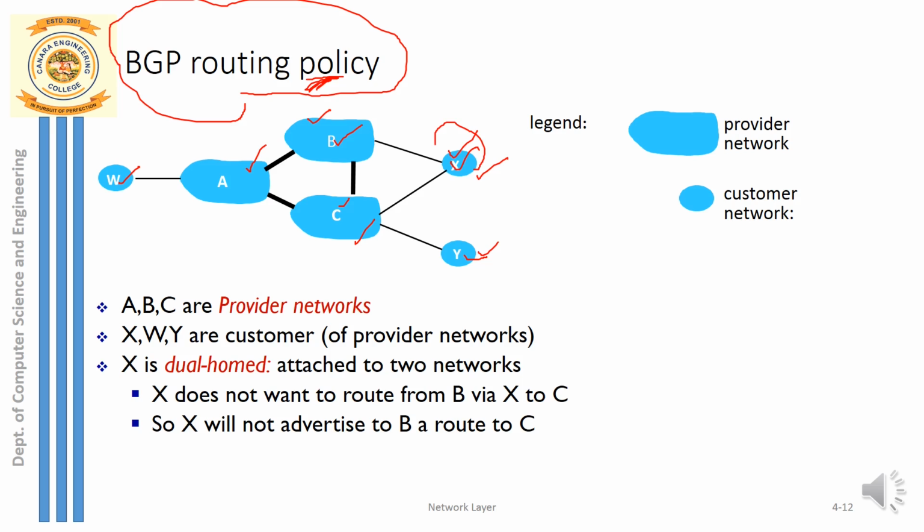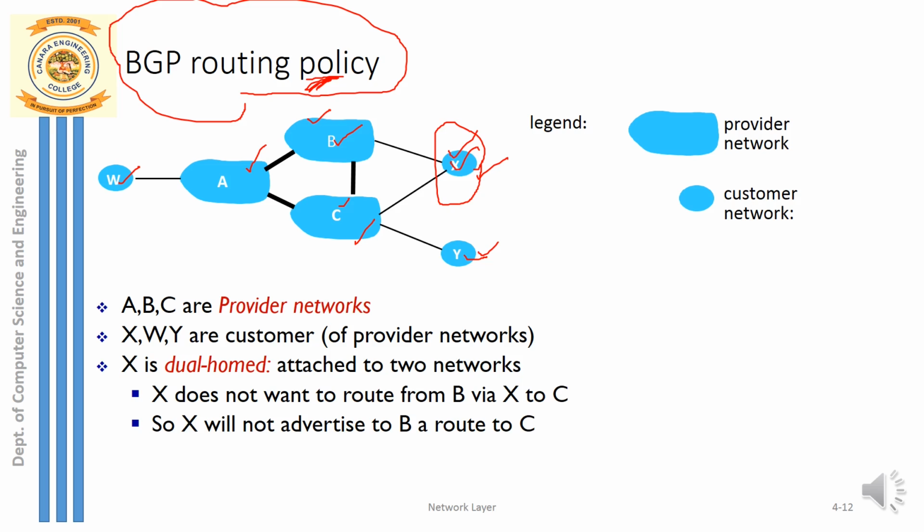You can just see X is a network, X is an autonomous system, or X is a customer of 2 providers. One is the provider B and one more is the provider C. So X is a customer of 2 providers, right? So Y as well as W are the 2 customers which are customers of only a single provider. So here in this case, what is a policy?